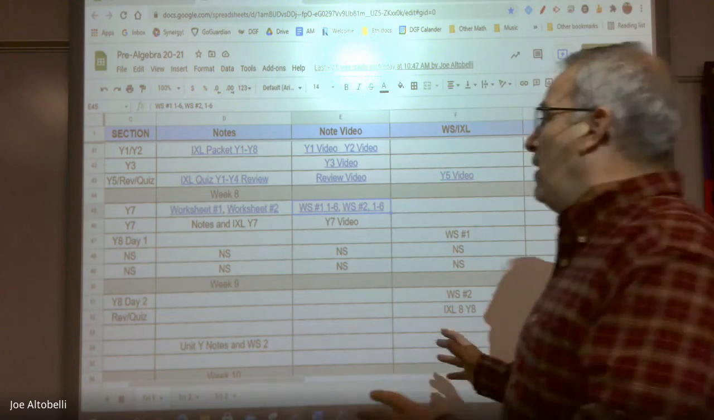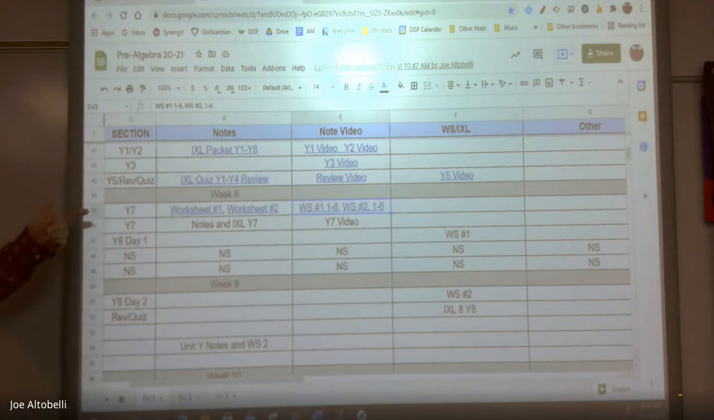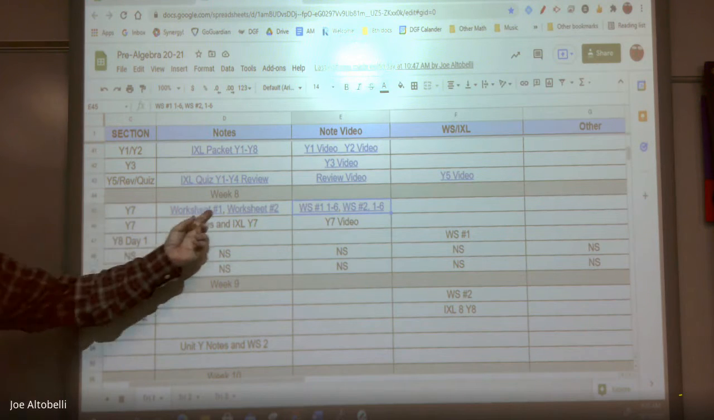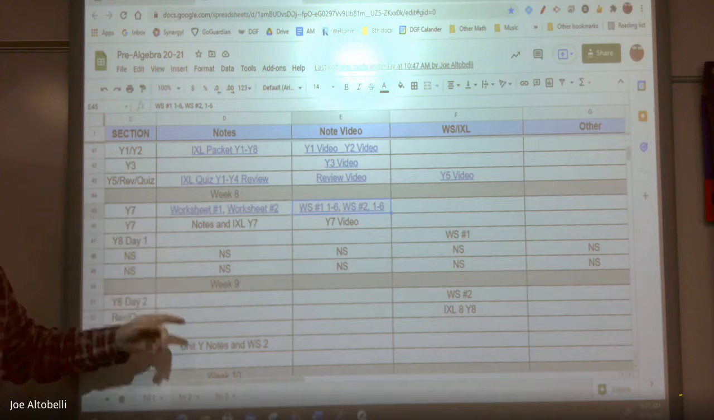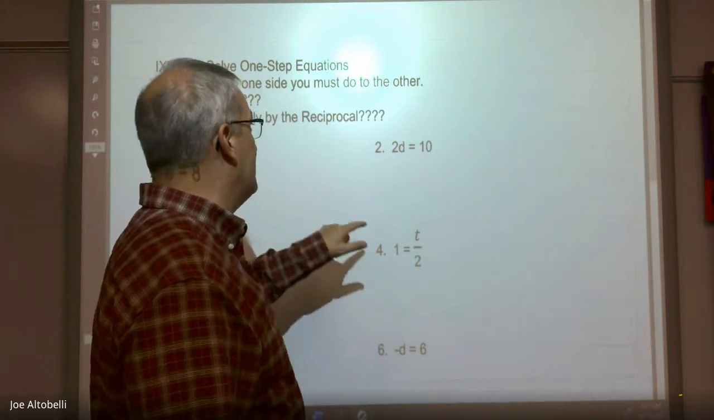All right, so first of all, notice we went from Y5 to Y7. We're skipping Y6. I know I gave you the notes for Y6. You don't need them. We're just skipping it. Anyways, then we're going right into Y7 because that's what we did here, Y7. Today, the notes for Y7.